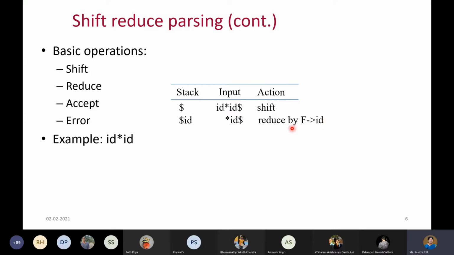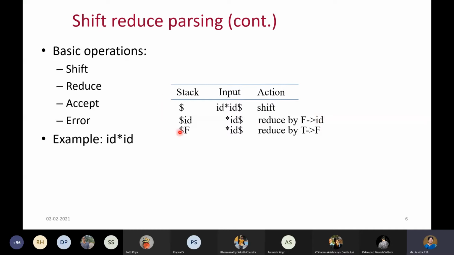So how does it happen? We pop this ID from the stack, and push the non-terminal that we use for the replacement. ID has been popped and we have pushed F, and my input remains the same. We are pointing at star. Now we have to see what the next action is. Note that only when the complete RHS matches do we perform the reduce action. If that does not happen, then you have to use the shift action only.